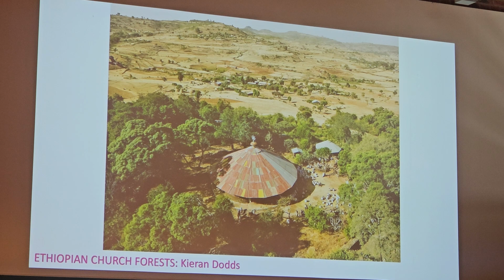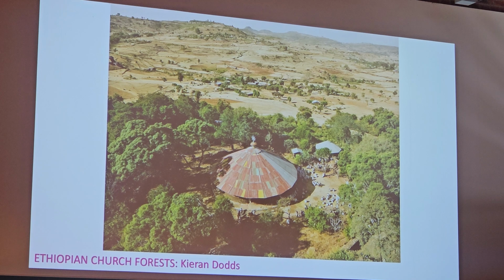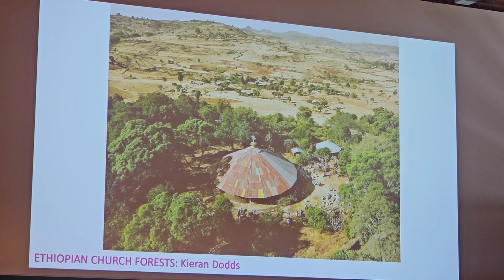A very canonical example that's well known is in Ethiopia. Ethiopia has a whole system of what are called church forests, so spread across the country are a whole series of churches that are always linked to the forest. And where these forests are then cultivated, they're stewarded by the group that lives there.